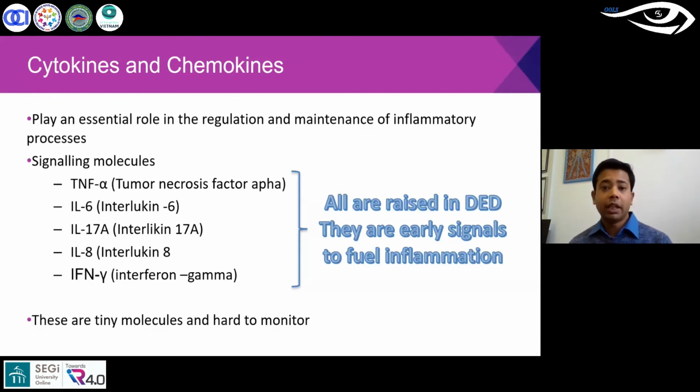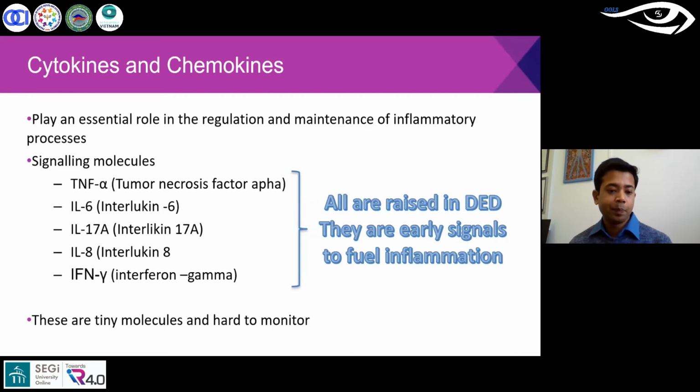The names worth knowing for now are tumor necrosis factor alpha, interleukin 6, interleukin 17A, interleukin 8, and interferon gamma. They are all raised in dry eye disease, and they are early signals. If you can pick up the early signals before the incident has happened, we are better off in managing dry eye disease.